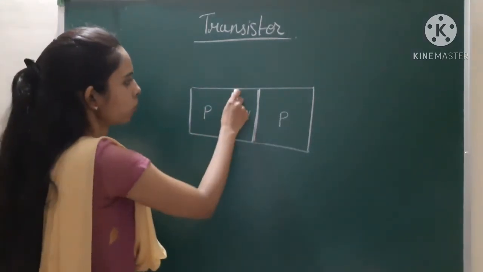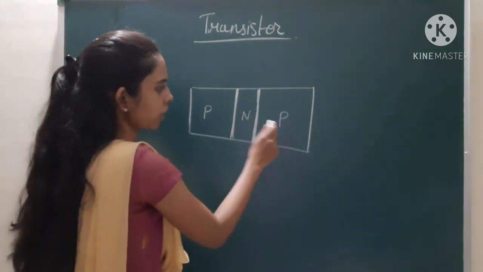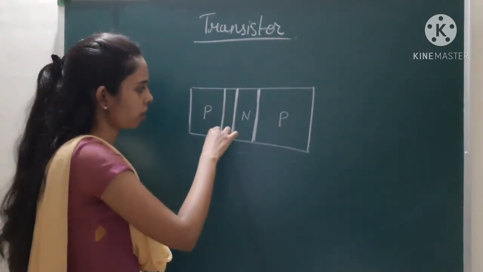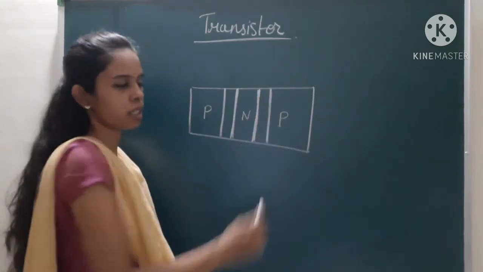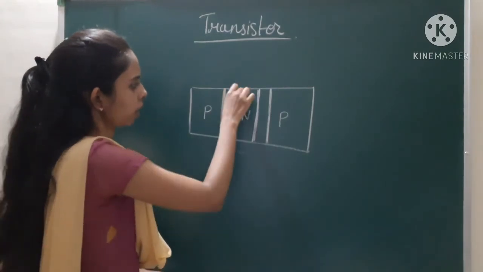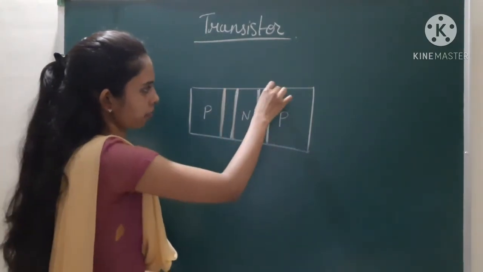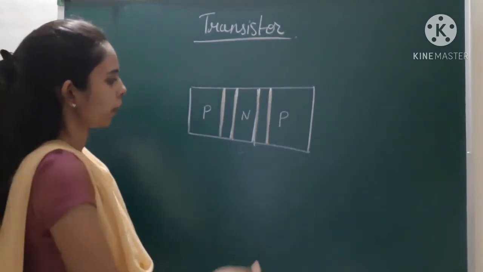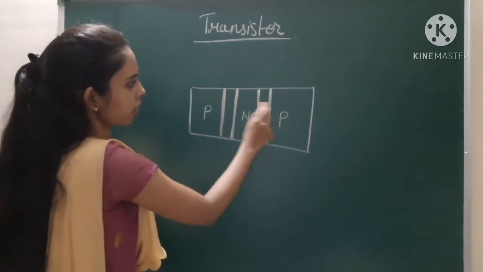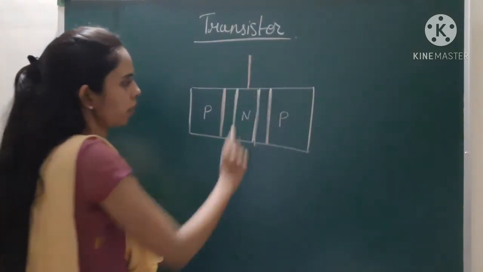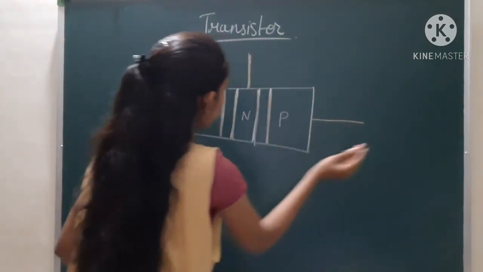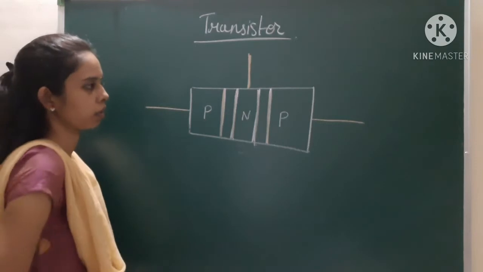Here you can see that since we are using three types of semiconductor, two depletion layers are formed. These are the two depletion layers formed due to these three semiconductors. Since two depletion layers are formed, there are three types of doping. This is the first terminal, then this is the second terminal, and this is the third terminal.